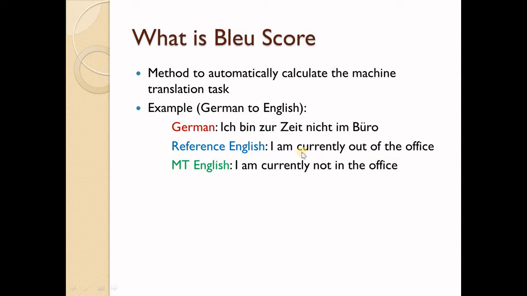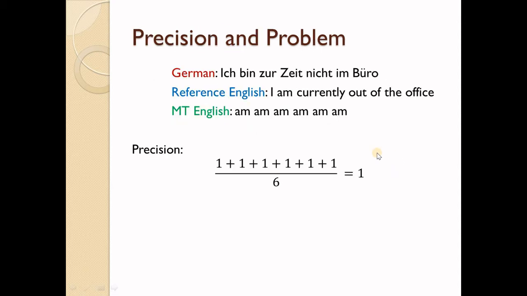So in this case we can see both are not matching, so we say this doesn't have the same meaning. But if we see these two sentences, we can see both actually represent almost equal meaning, right? So how can we solve this problem? The first thing that we can do is use the precision. So what is the problem here?